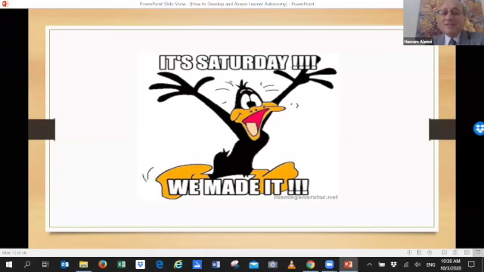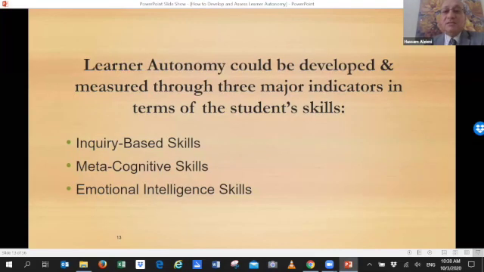Then I found it. It's a humble attempt from my side to try to discover a way to find numbers for learner autonomy. By reviewing literature, I found that there are 3 major indicators, 3 major factors that are affecting directly learner autonomy or academic autonomy. These 3 factors are inquiry-based skills, metacognitive skills, and emotional intelligence skills.